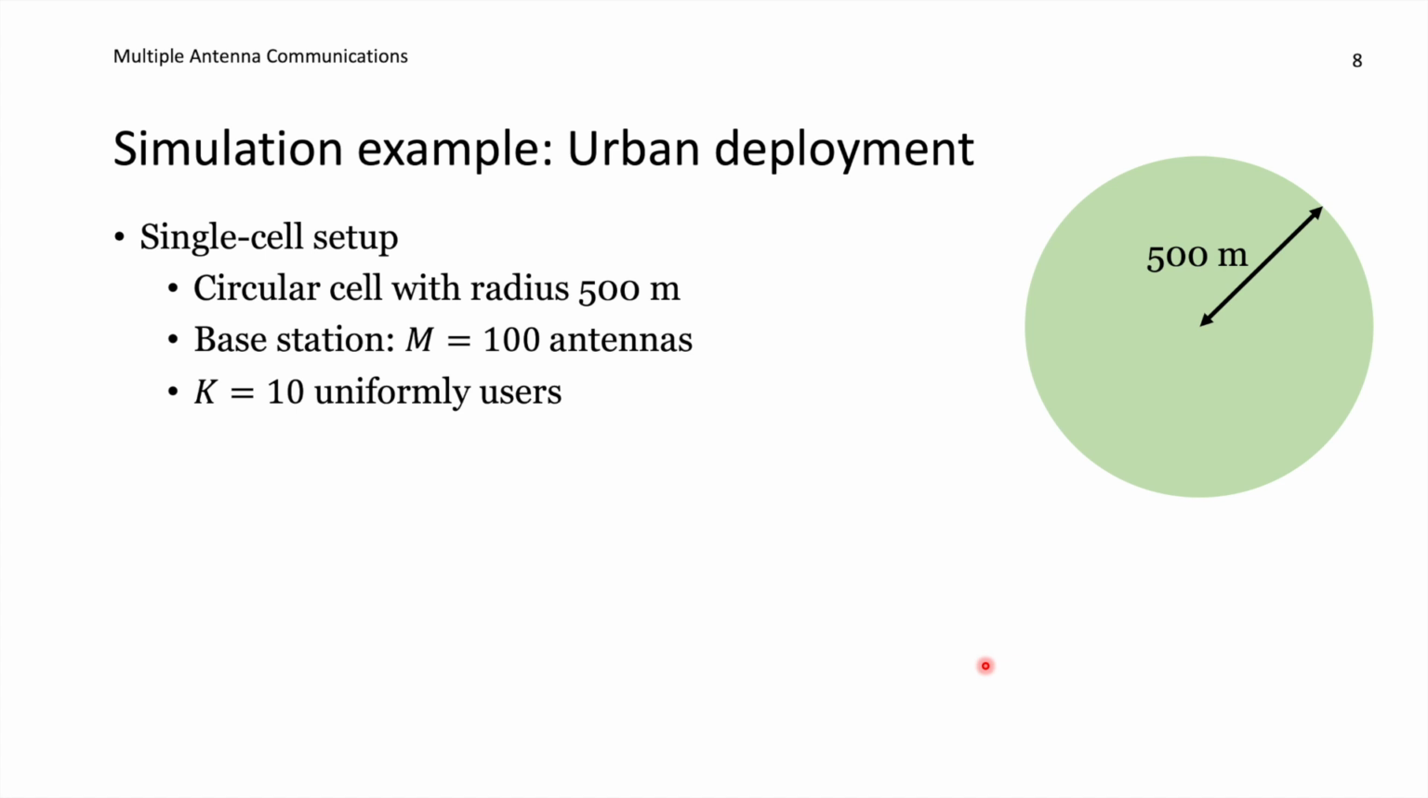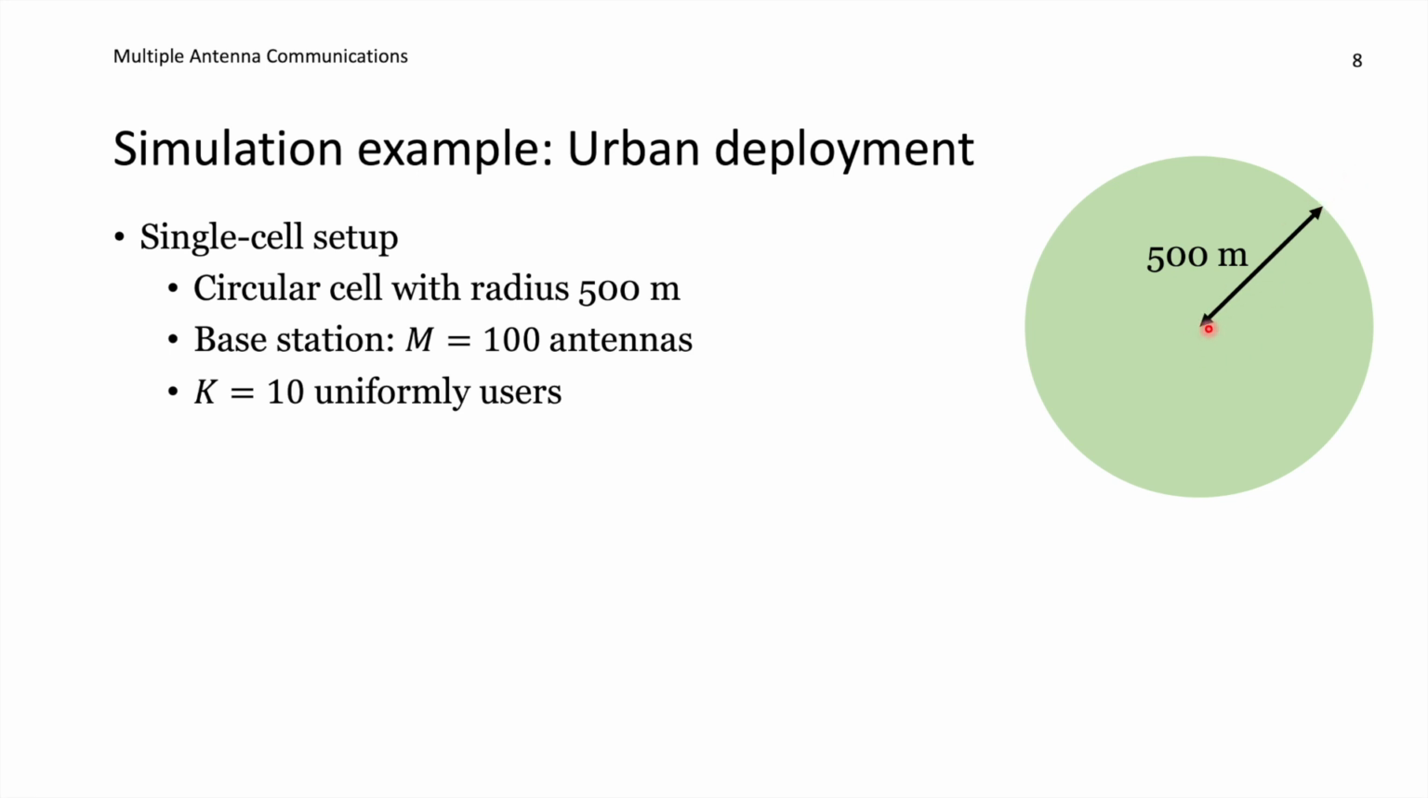Now that we know how to solve sum rate maximization problems in the downlink and in the uplink for single cell systems, let us revisit the simulation example from the previous lecture. So we were considering a circular cell with a radius of 500 meters.